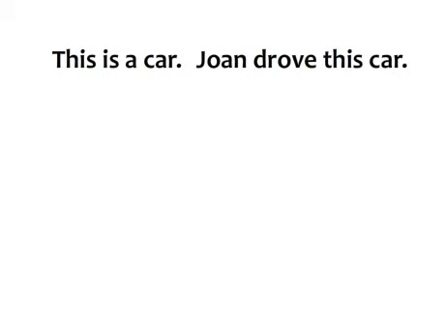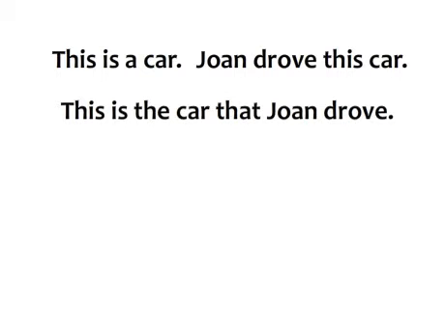For example, here we have two clauses. The second clause, Joan drove this car, modifies the noun car by giving us more information about the car. We can join these two clauses together with the relative pronoun that. So we have, this is the car that Joan drove.